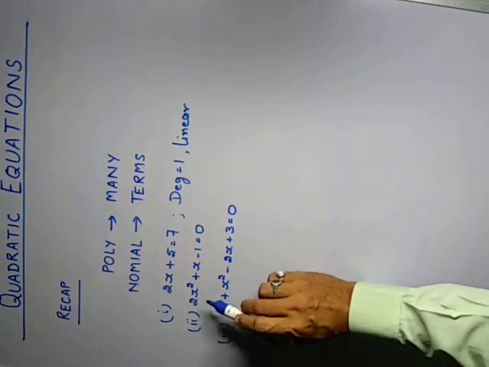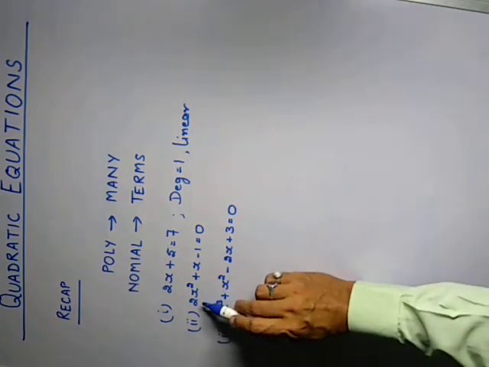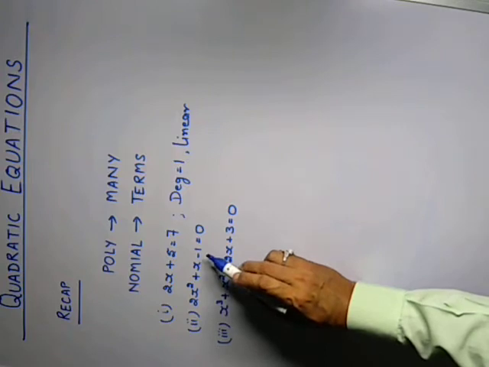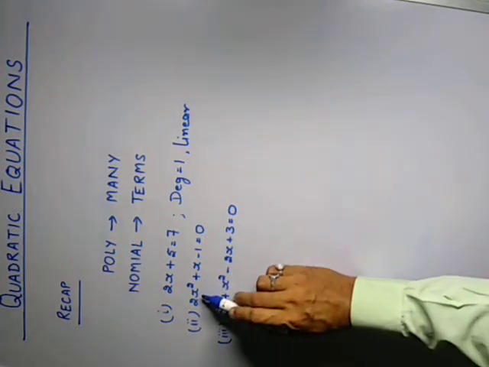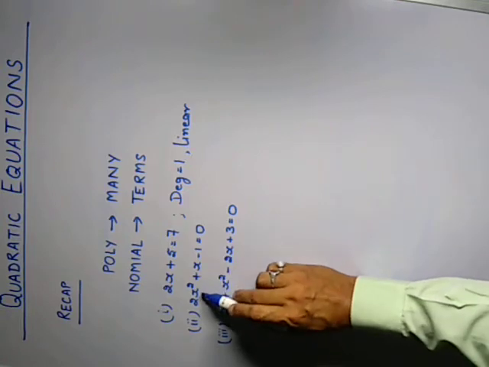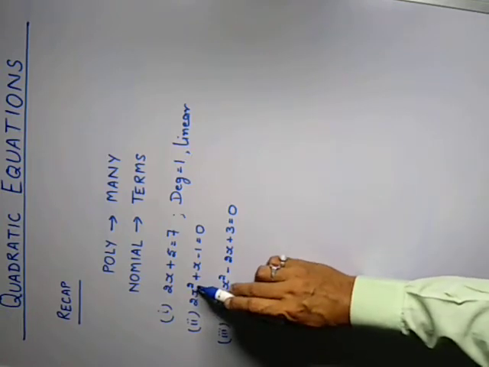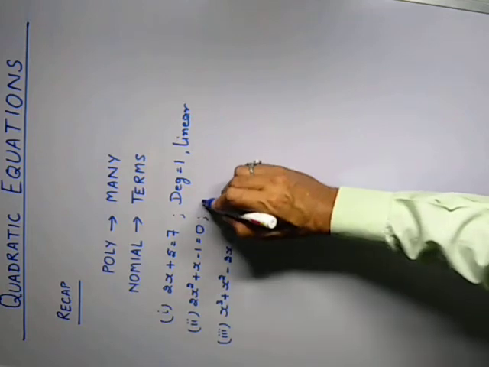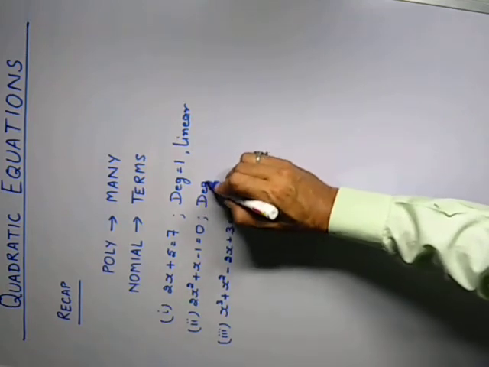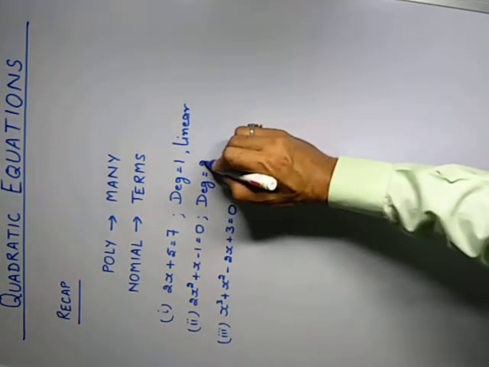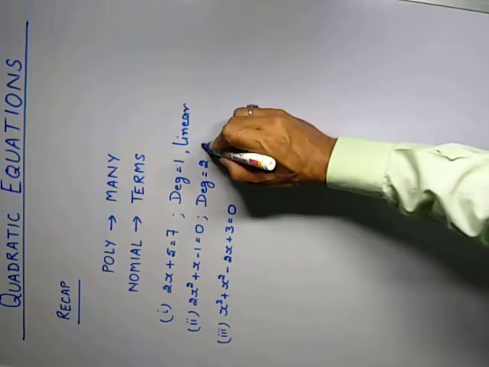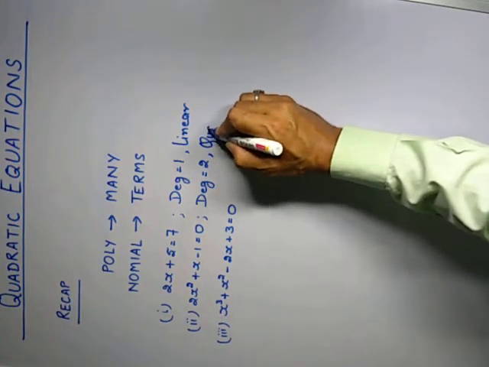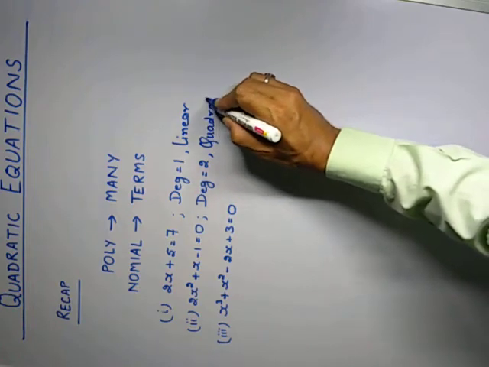In the second example, 2x square plus x minus 1 equals 0. Here again you can see variable is x but highest power of variable is 2. So it means degree of this equation is 2, and when the degree of equation is 2, then it is known as quadratic equation.